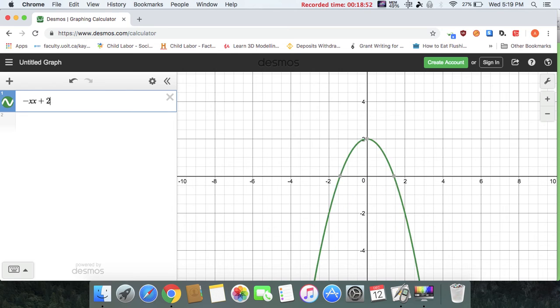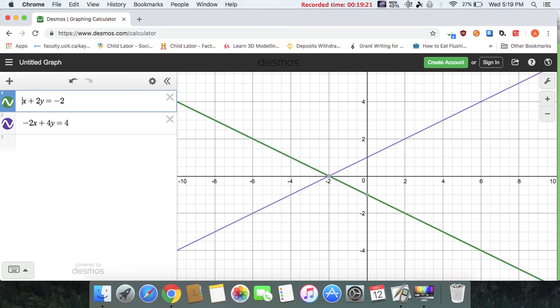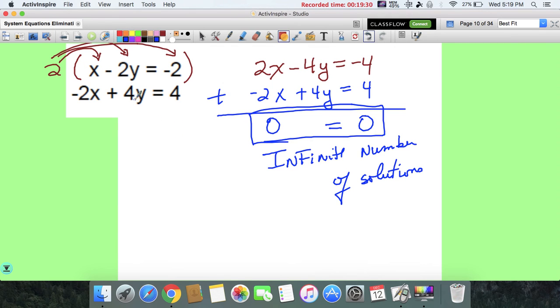So x plus 2y equals negative 2. And my second one is negative 2x. And notice where it is. The first one is the green one. Negative 2x plus 4y equals 4. Oh, did I do something wrong? Negative x. Oh, it's not negative x. It's plus x here. Sorry. Oh, did I copy this wrong? Sorry. x minus 2y equals negative 2. Negative 2x plus 4y equals 4.